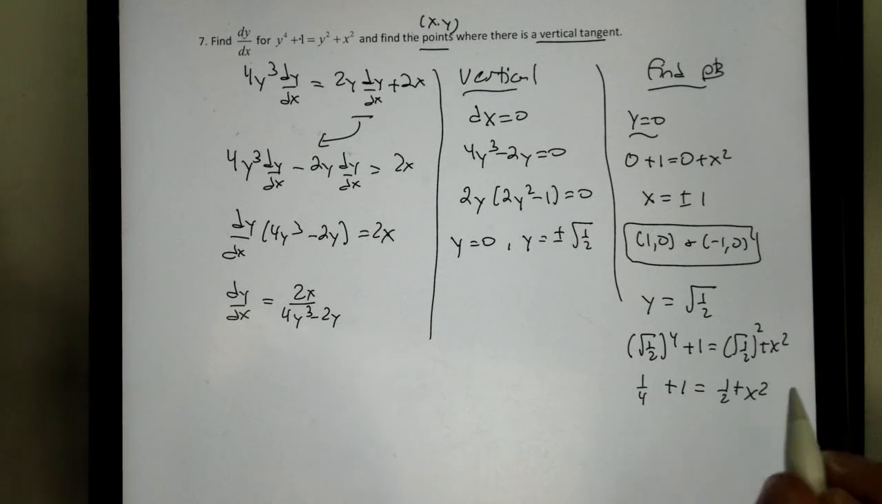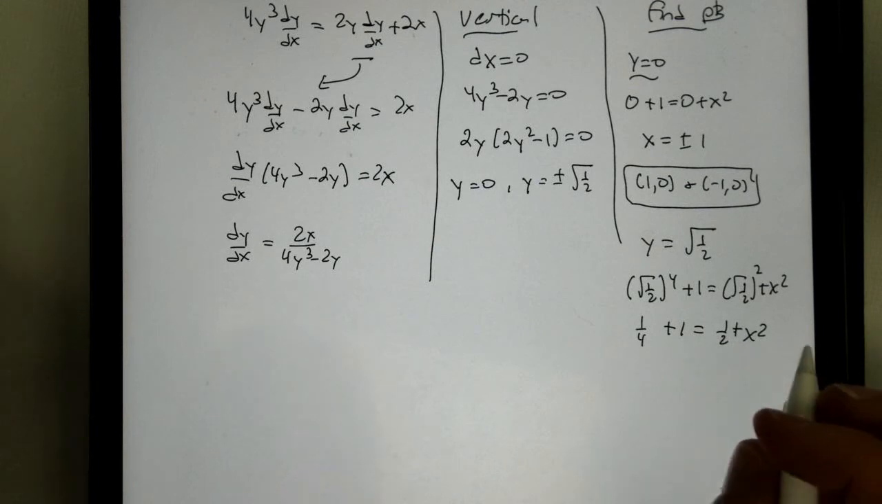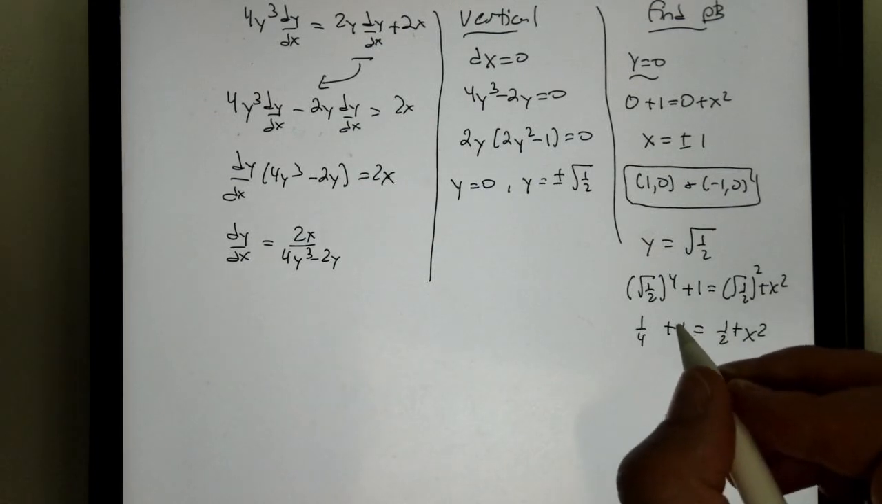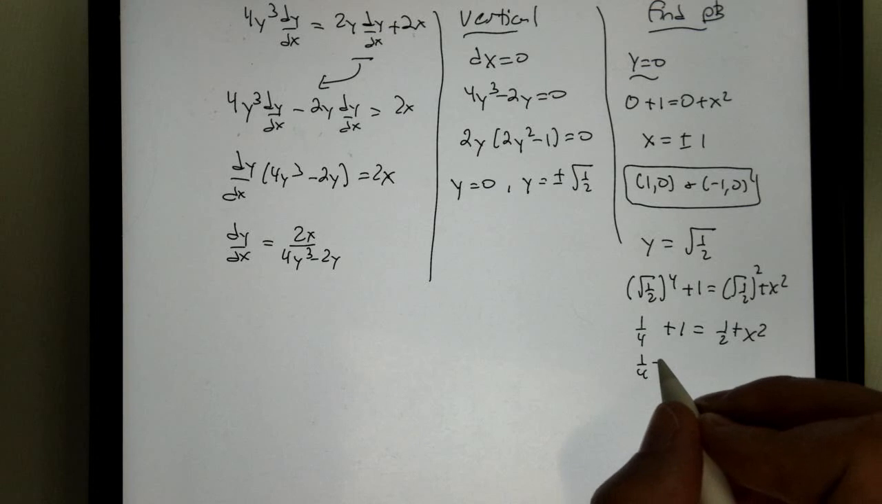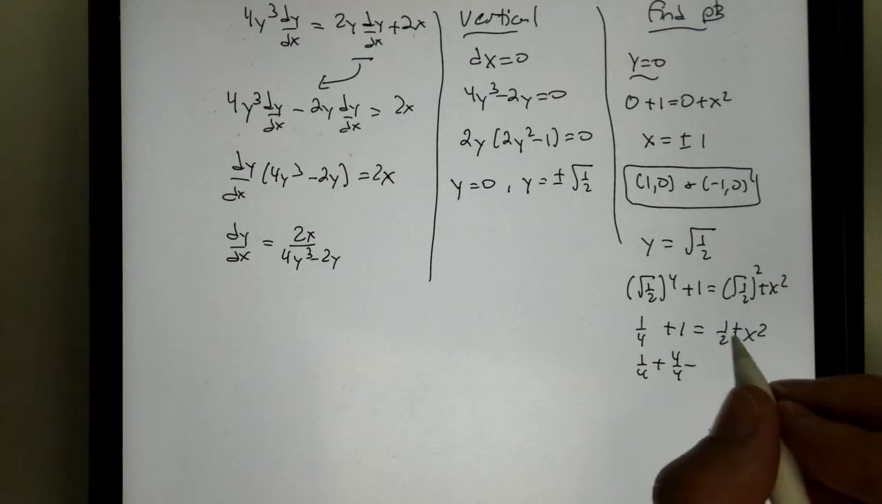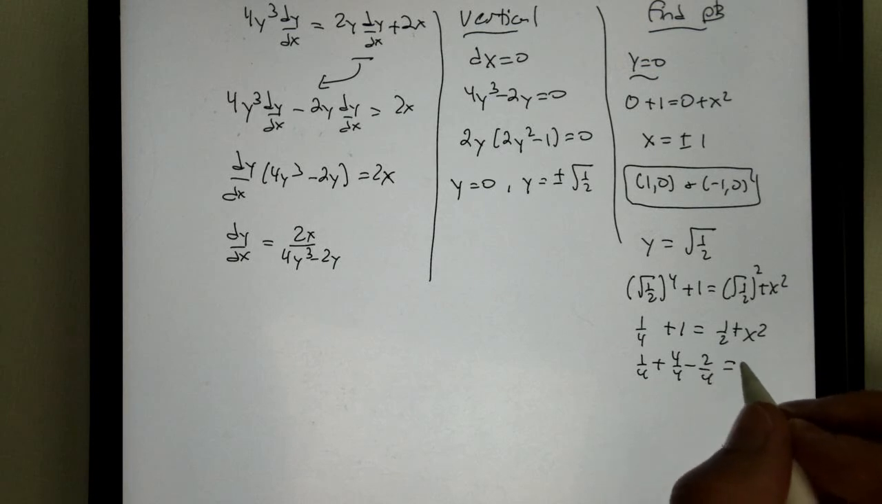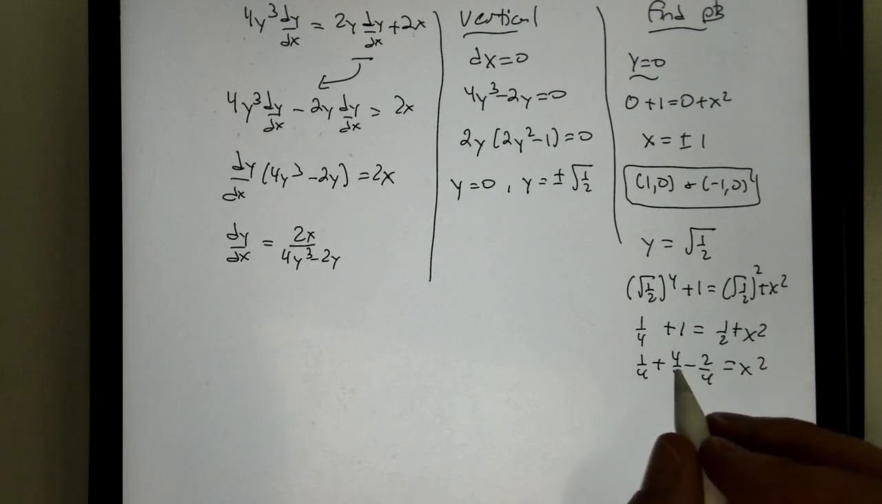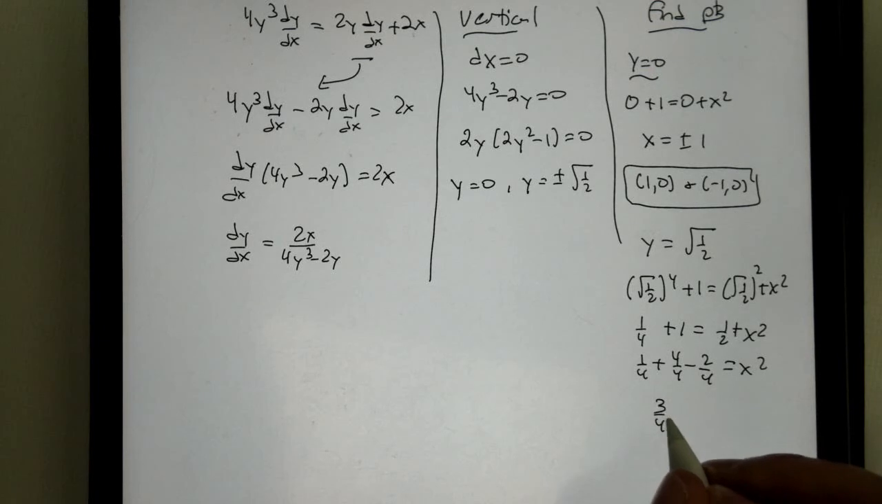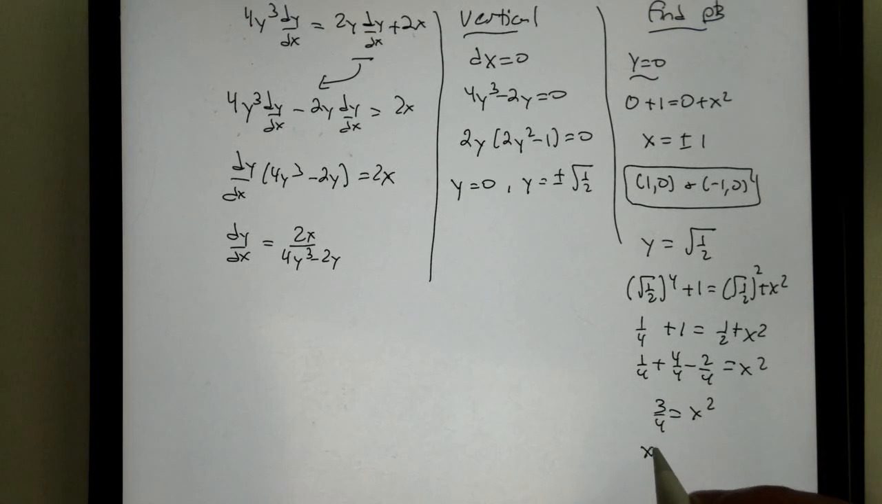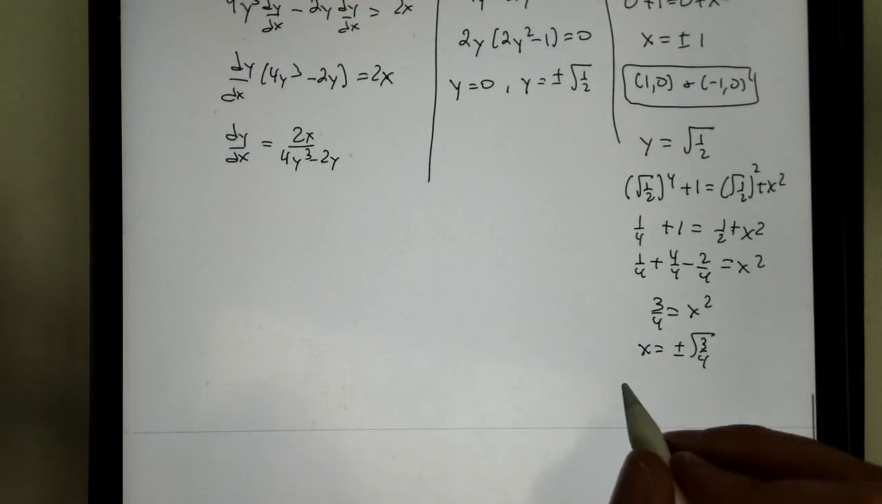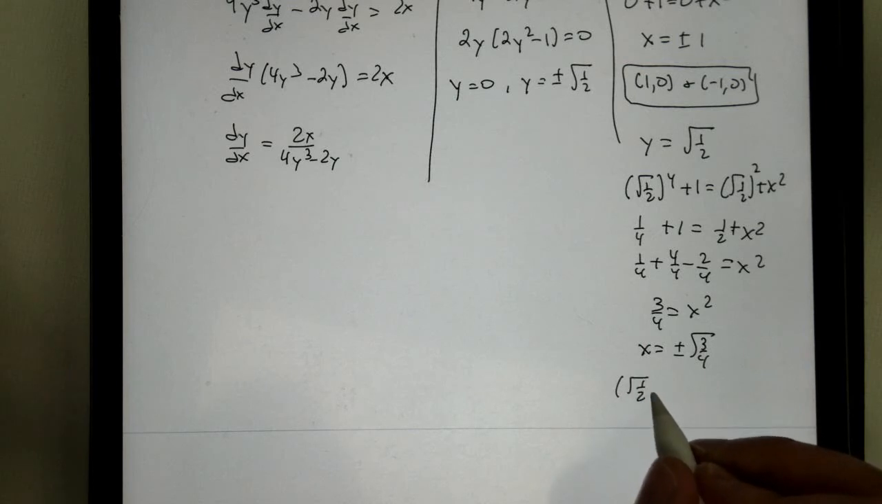Solving this, use common denominators here. This is 1/4 plus 4 over 4 minus 1/2. If I multiply here, 2 over 4 equal to x squared. What do we get here? 3/4 equals x squared, and we get plus or minus the square root of 3/4. So our other point would be the square root of 1/2, plus or minus root 3/4.